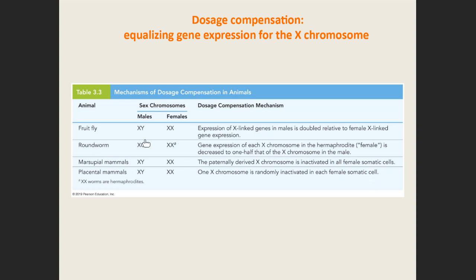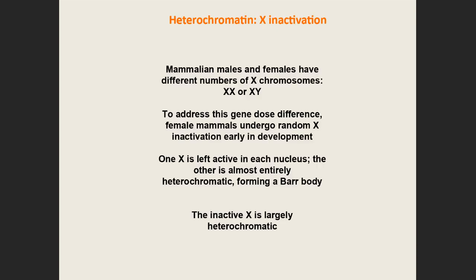And flies and worms have different mechanisms to do that. So mammalian males and females have different numbers of X. There is a dosage compensation in female mammals, and that is done by random X inactivation early in development. One X is left fully active in each nucleus.